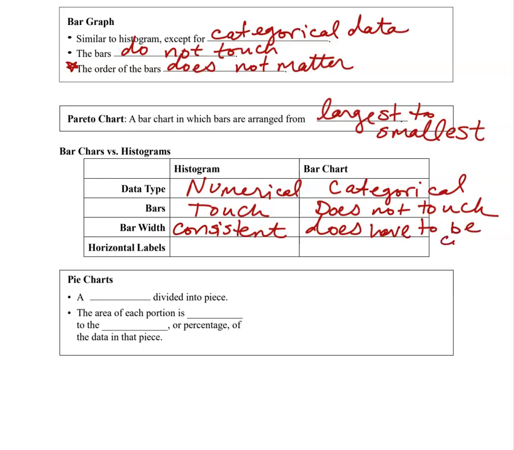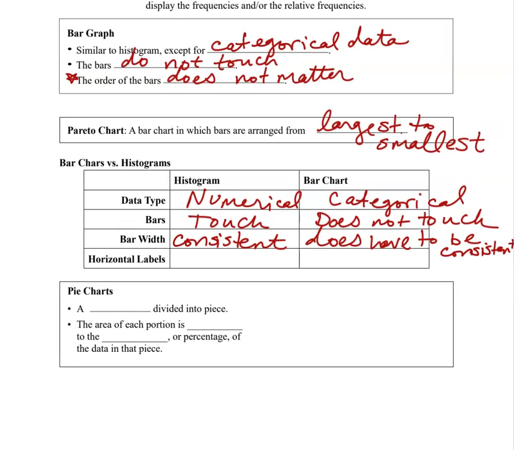With bar charts, the bar width does not have to be consistent, although I will say it would be very strange to have a system where the bars are not consistent. So generally we do make them consistent, although the width itself is not what's important, as it is with histograms. You have that bin width where it really matters.